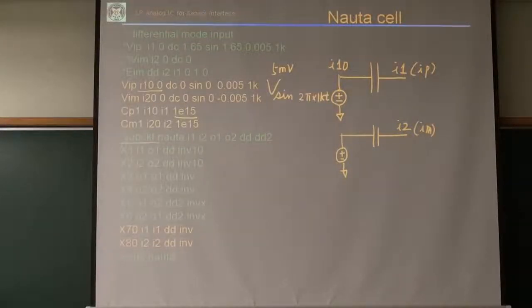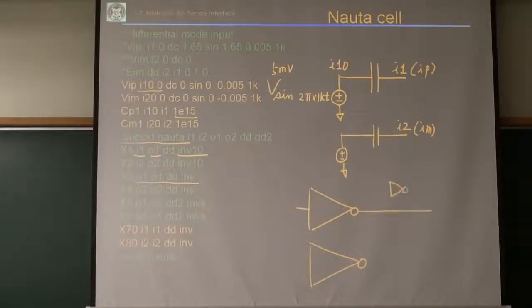So I have my sub-circuit nota cell. This nota cell has I1, O1, and I have a huge 10 times inverters there. And then, yeah, 10 times inverters, and then this biasing inverter there, a small biasing inverter.